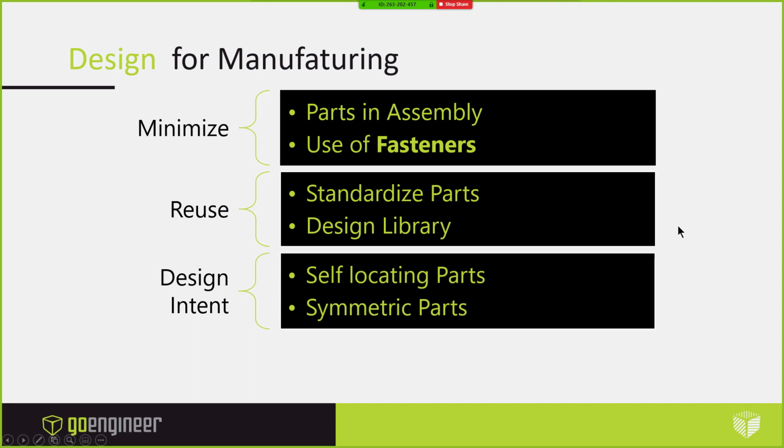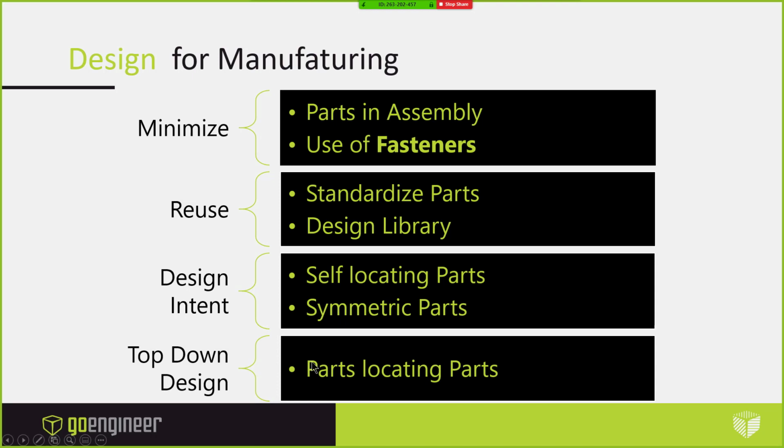Design intent. If any of you have been to our training or our essentials course, you probably have heard this phrase, design intent. It's designed for change basically, and being able to quickly adapt and change your model if you need to. But here I'm going to relate it to symmetrical parts and self-locating parts. And the last one is going to be top-down design, and that's going to be parts locating parts.